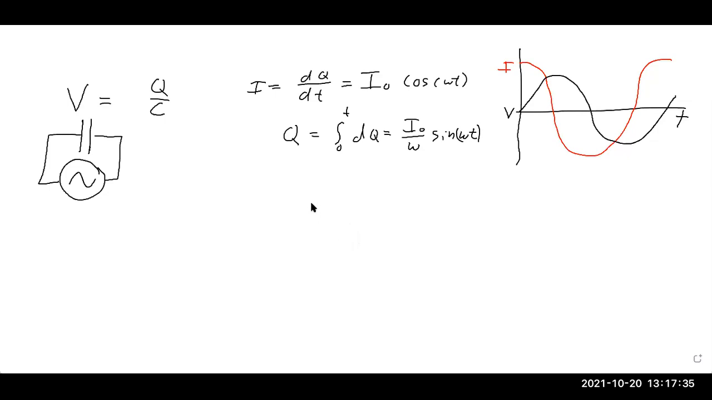So for a capacitor, let's see if you can guess, predict, work through how the current that you would get in that simple circuit would change as frequency was increased.